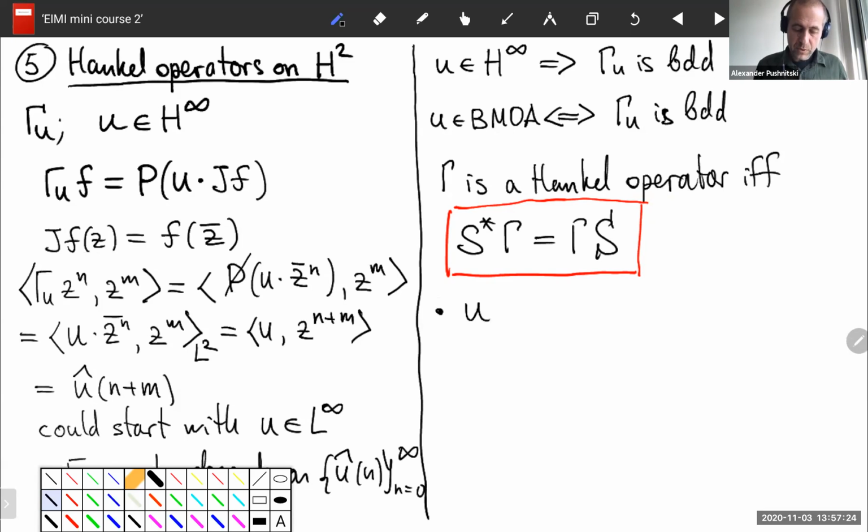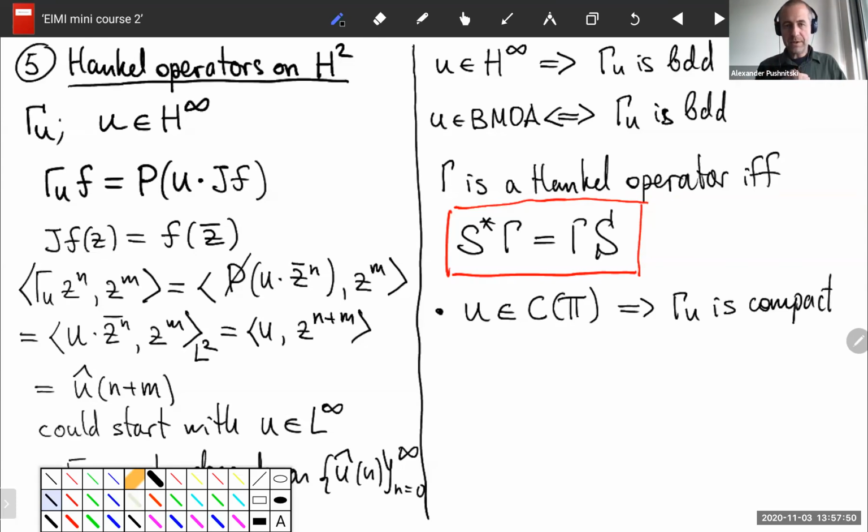If u happens to be continuous, analytic or not, this is not so important here, then gamma u is compact. If u has a jump discontinuity, this makes our operator immediately non-compact. In fact, it gives gamma some non-trivial absolutely continuous spectrum.